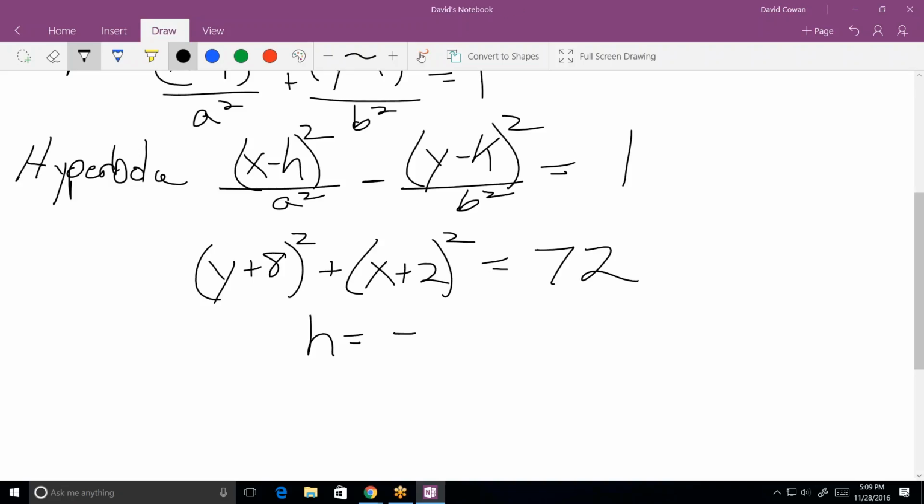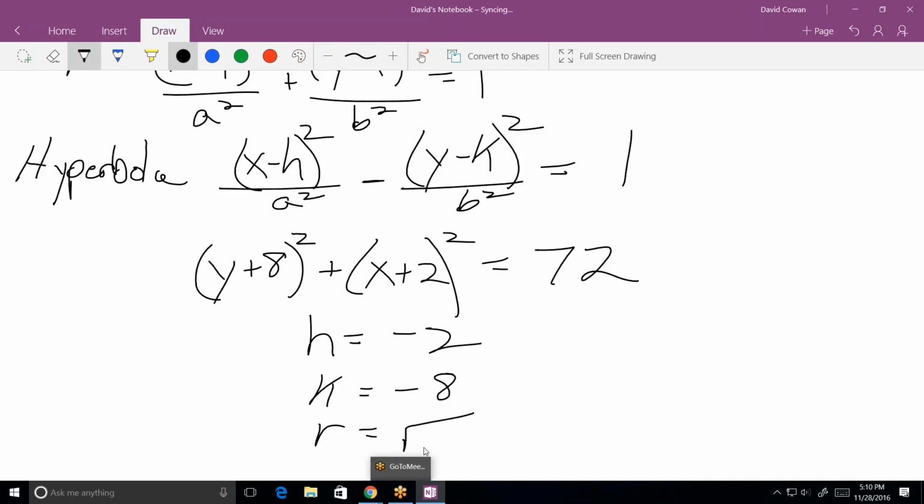h equals -2. k equals -8. And r equals what? Square root of 72. And simplify that.